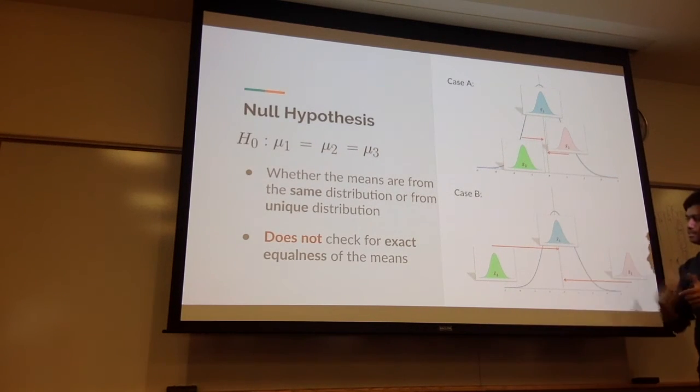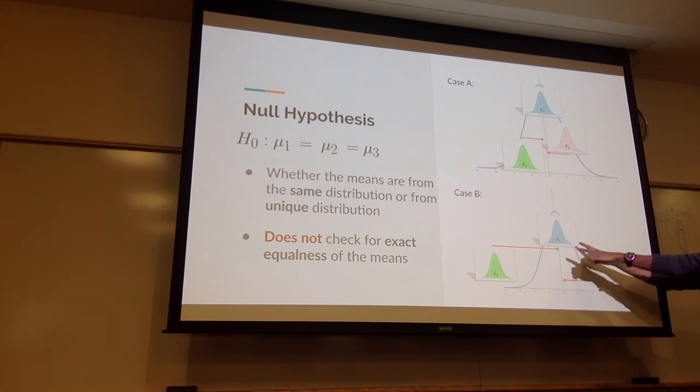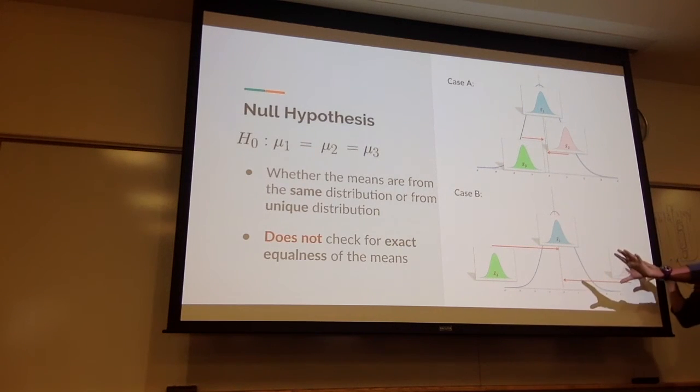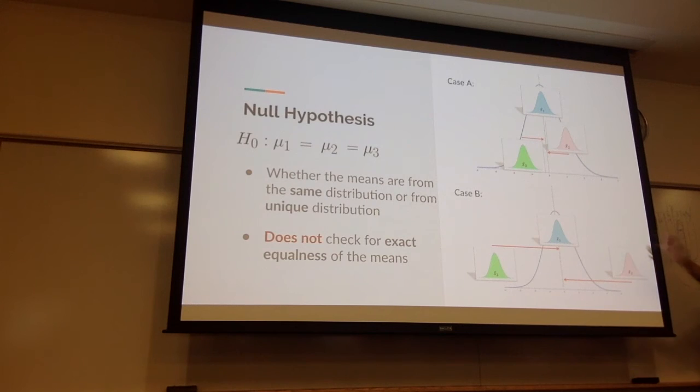Case B is the rejection of the null hypothesis. That means each of them has its own distribution. So this is case B.